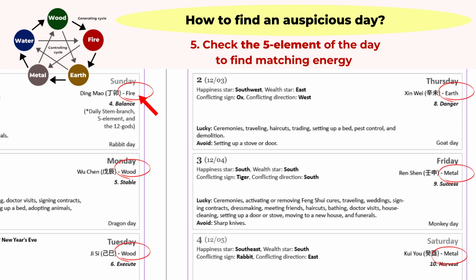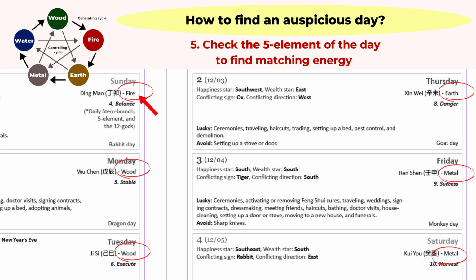And you probably know the 5 elements. There is the generating cycle and the controlling cycle. So you can use the 5 elements to enhance certain energy or reduce certain energy. This can be more advanced, but that's another option when you consider the date selection.